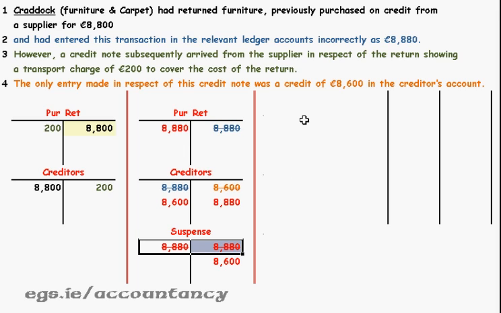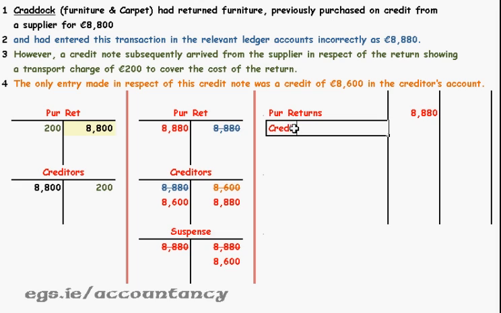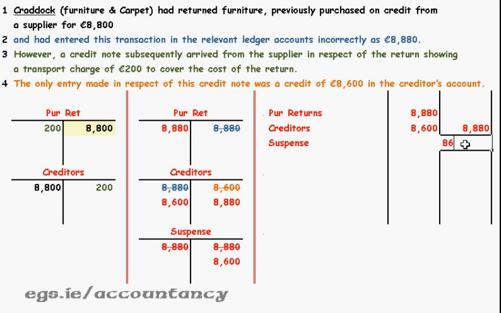So what did we do in red to cancel back to a blank ledger? We put an entry into purchases returns, and we put it on the left hand side there, 8880. We put two entries into creditors. We put an 8600 on the left, and we put an 8880 on the right. And in suspense we put an 8600 on the right there. This brings us back to a blank ledger, and now we can write it up properly.